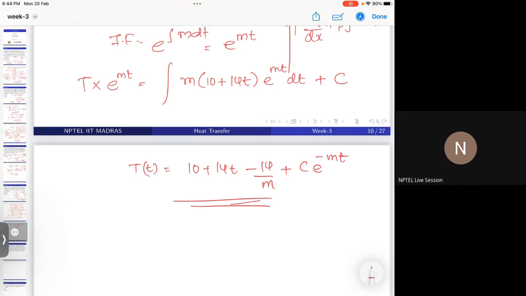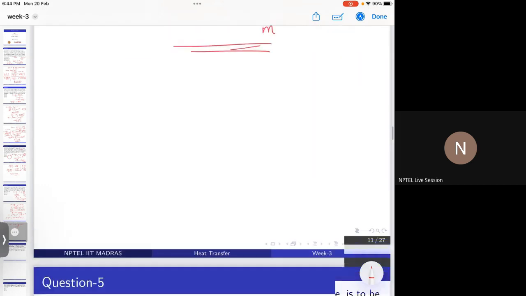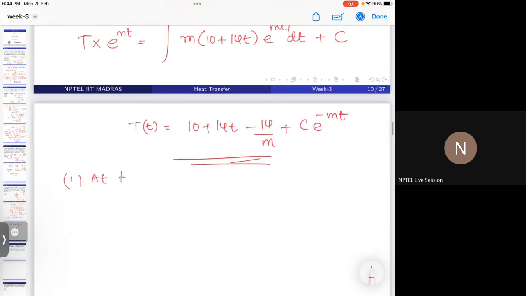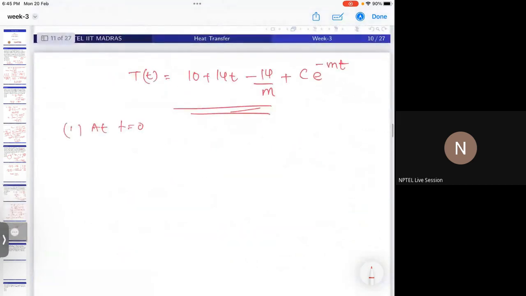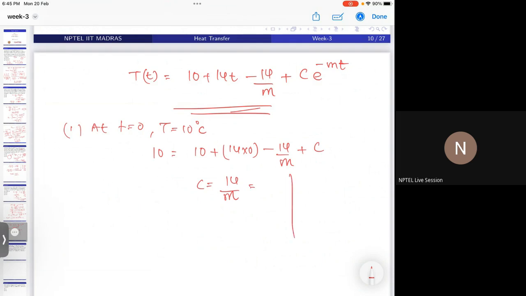For finding out C, that is one integration constant, we know one boundary condition: at t is equal to 0, what was the initial temperature? 10 degrees Celsius. So 10 is equal to 10 plus 14 into 0 minus 14 by m plus c times e raised to 0, which is 1. So c will be 14 by m, for which we need to find out what is m, right?